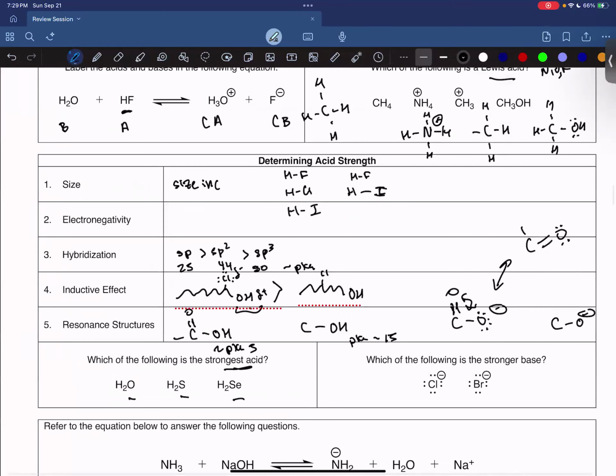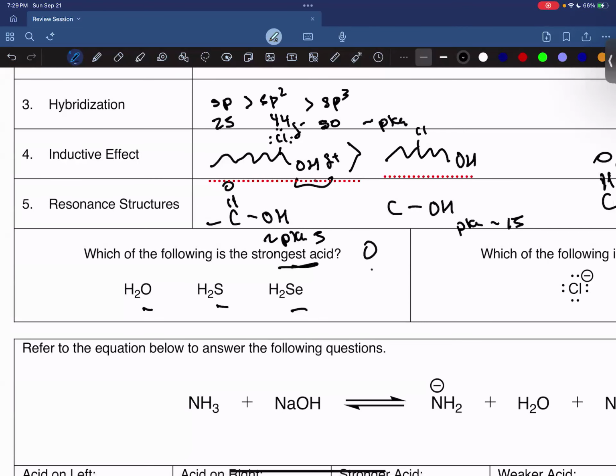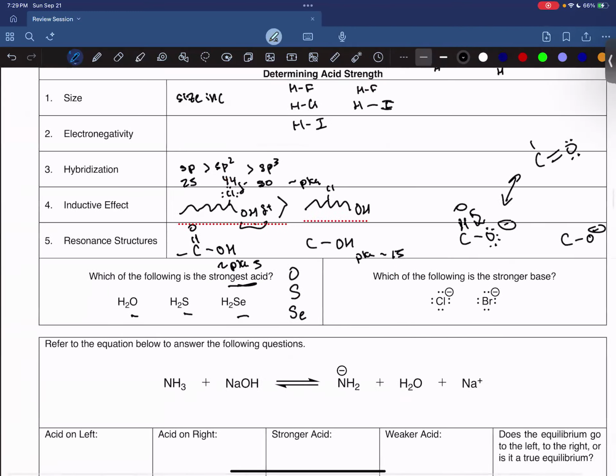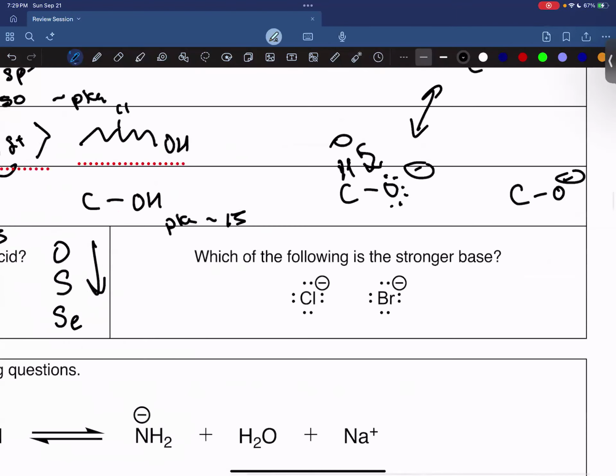We don't have a periodic table, but I assume you all know that it goes oxygen, sulfur, selenium. So selenium is the largest size. We're going up and down. So therefore, this is the strongest acid. Make sense? Okay. And which is the stronger base?